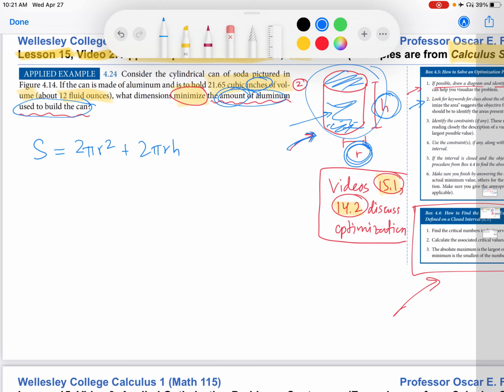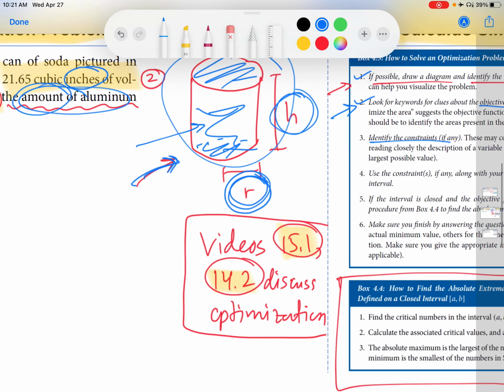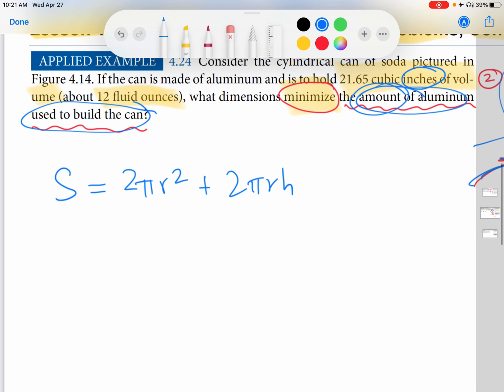Okay, so we have quantified our objective function. So great, did that. So we're down to step 3 here. Identify the constraints. A tip-off might say at most or at least or exactly this much. This is where you can see that if the can is made of aluminum and is to hold, is to hold is kind of the operative phrase here, that's a constraint. So the can that we're designing, we're building, has to have a capacity of 21.65 cubic inches of volume.